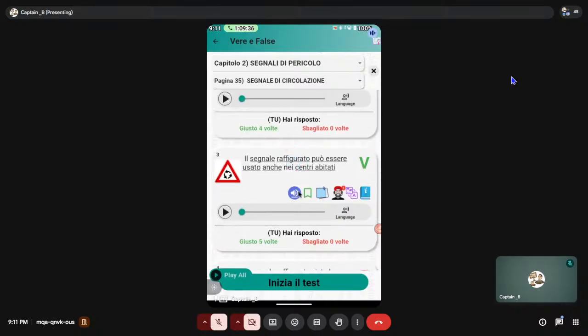Il segnale raffigurato può essere usato anche nei centri abitati. Now, he said this sign can also be used inside the city. Remember the previous one said that the sign can be used in extra-urbana. And now he's also saying that this sign can also be used anche nei centri abitati, even in the city of habitation where you and I are living. Okay? Yes, it is true.